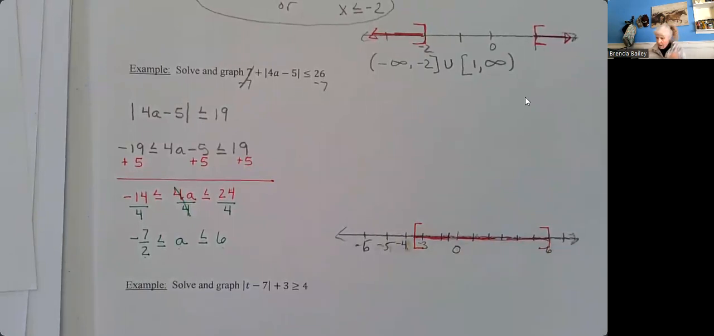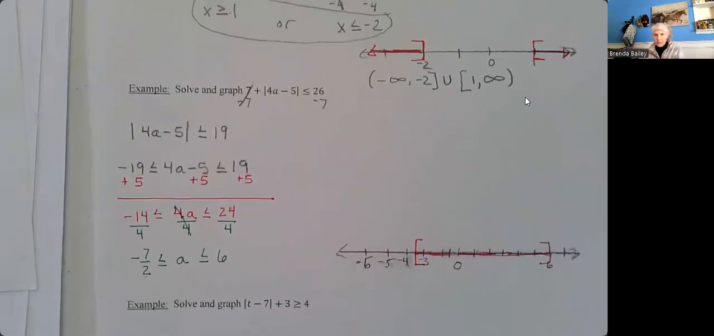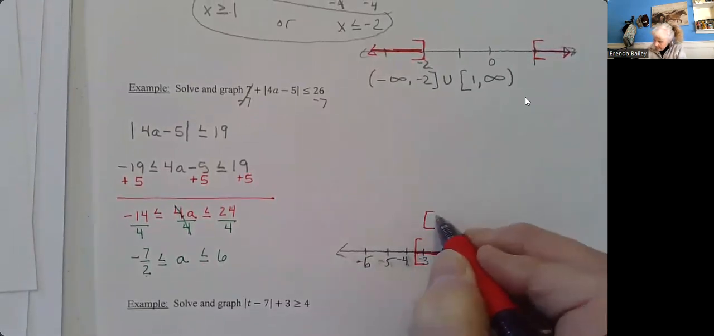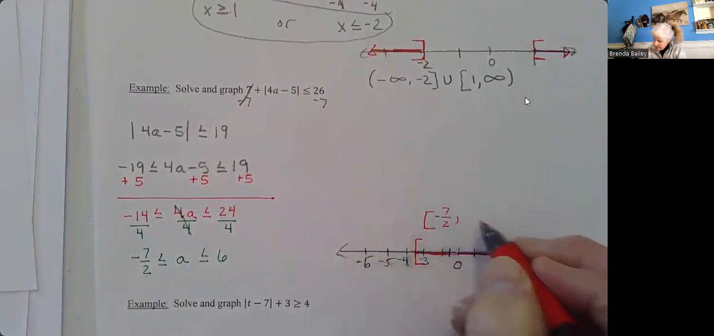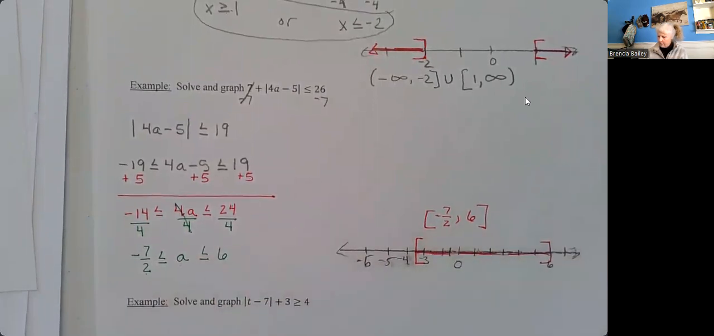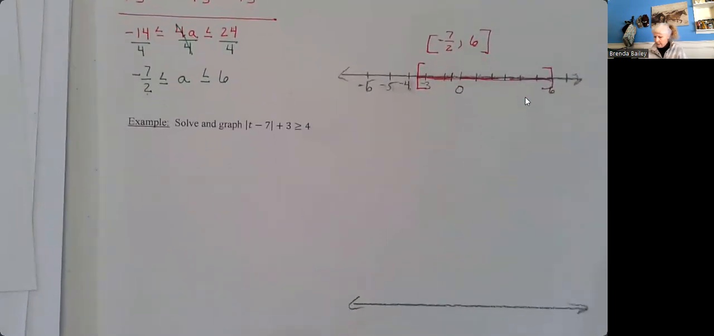Okay, awesome. Oh, interval notation. Sorry about that. Let's go ahead and put that up here real quick. -7/2 to 6, and including those. So set notation, interval, and graphical. All right, let's do another one. You guys are doing great.